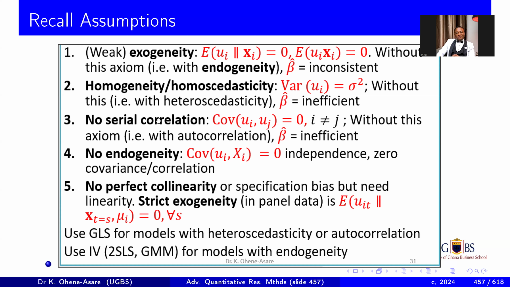We've already spoken about endogeneity: independence between the errors and the independent variable. There must be 0 correlation between them. And then, of course, no perfect multicollinearity. All of these assumptions are assumptions that we know in basic regression.